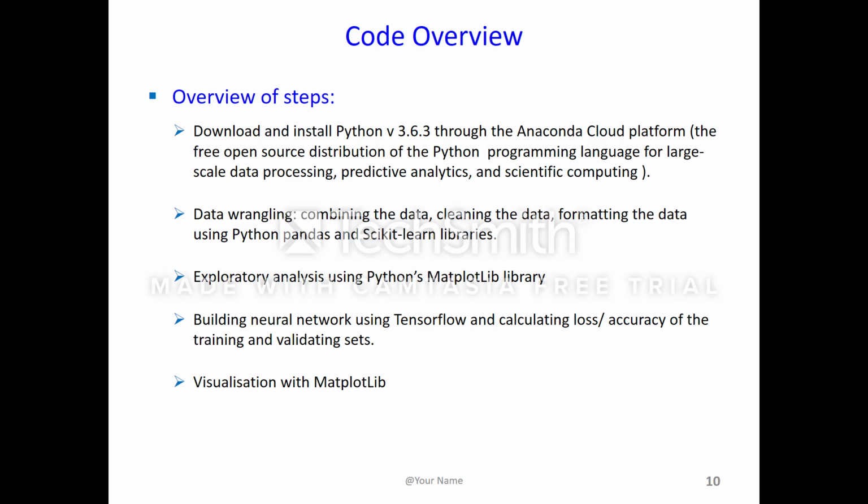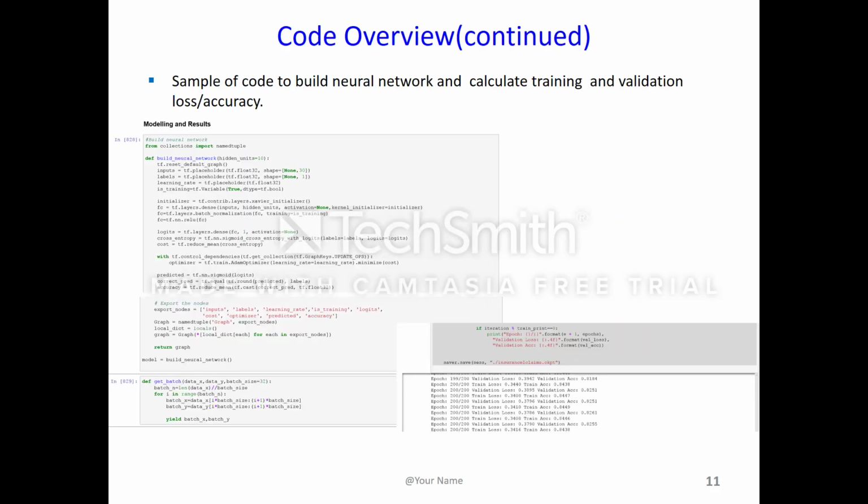Once the data was cleaned, I started to examine the features which might have had the greatest impact on someone making a claim during the insurance period or not. For this purpose, I used Matplotlib's library. For the neural network model, I used TensorFlow and calculated the loss and accuracy of the training and validating sets. I visualized the training and validating loss and accuracy of the model with Matplotlib.